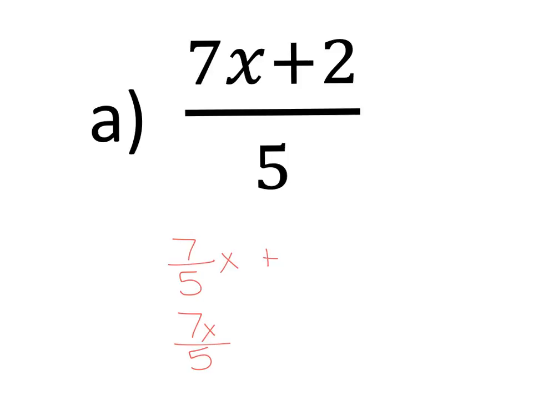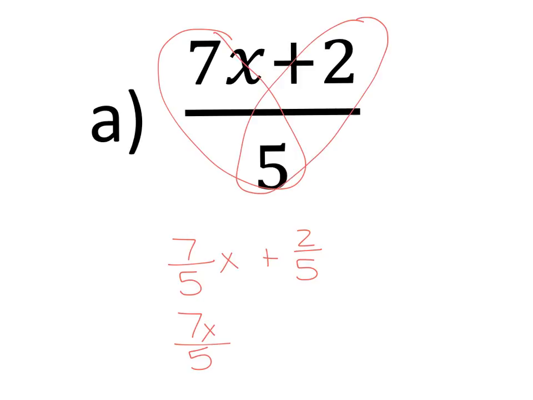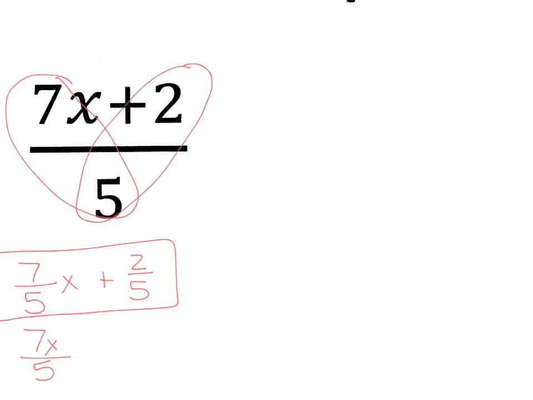Okay, plus, and then you're going to break that up to 2/5. So again, the 5 goes with both parts, so this right here would be your answer. Again, if you want to write it with the x on top, that is fine. All right, so now let's take a look. Oh, also keep in mind, if you can reduce these, you need to. 7/5, 2/5, they don't go anywhere, so we don't have to worry about that.